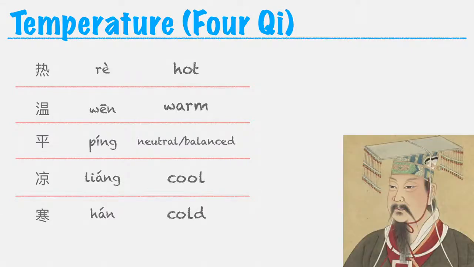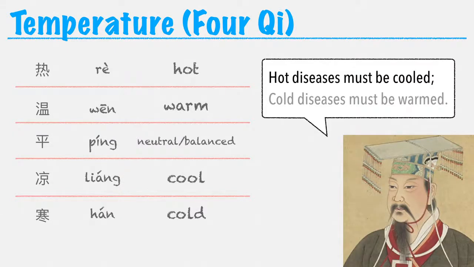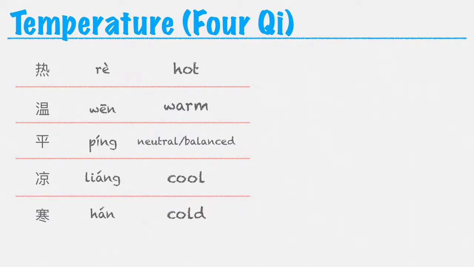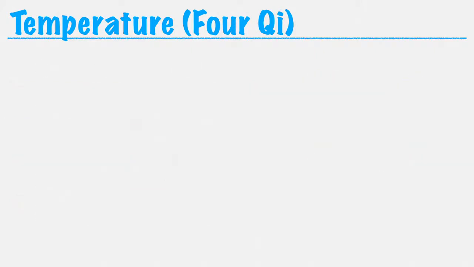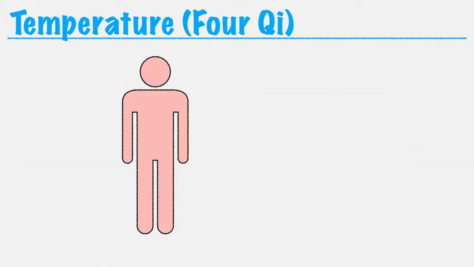Chapter 74 of the Ling Shu states, hot diseases must be cooled, cold diseases must be warmed. So basically, if a person is hot, give them cold herbs. If a person is cold, give them hot herbs. Now admittedly, sometimes it gets more complicated than this. People aren't always just hot or just cold.